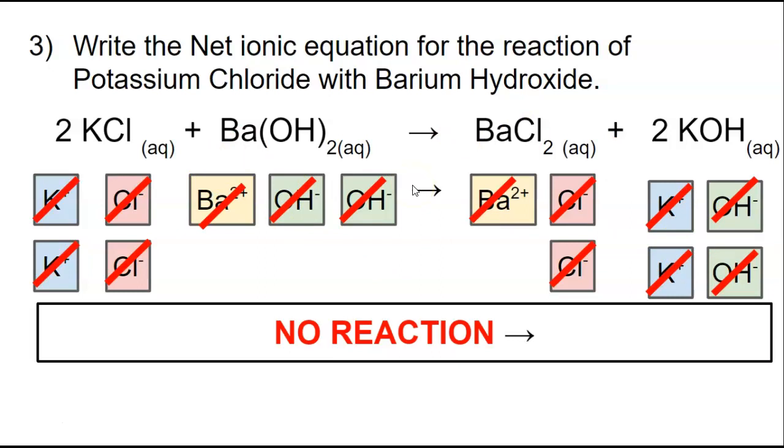So whenever you have two aqueous products in your precipitate reactions, everything will cancel out, and so you'll have no reaction, and there will be no net ionic equation.